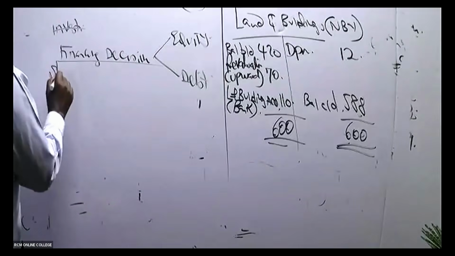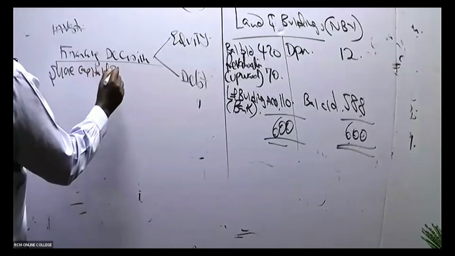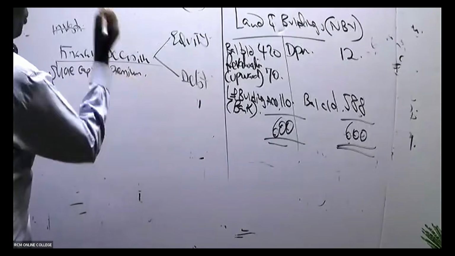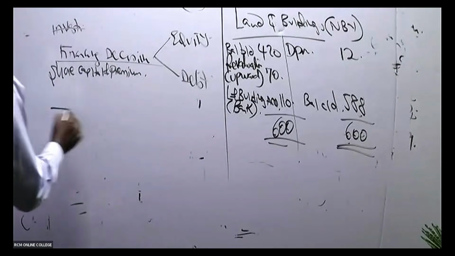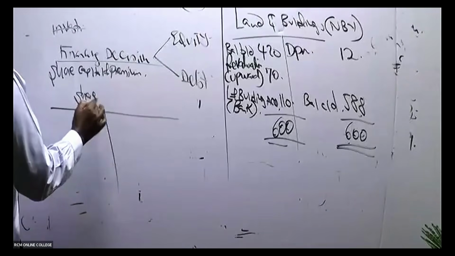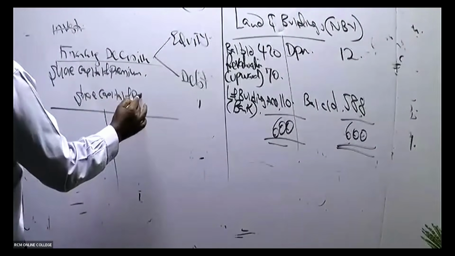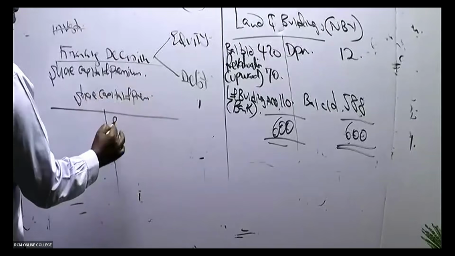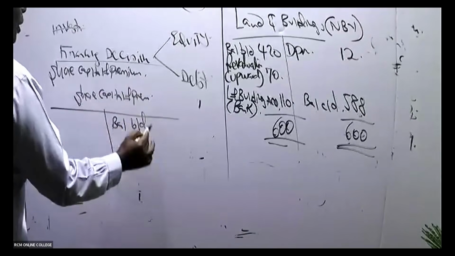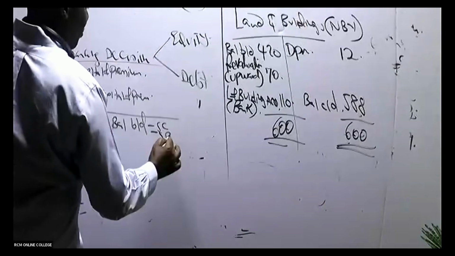So share capital and the premium. We combine the two. Of course, most of you love the T accounts. You'll have to do a T account somewhere there. So we have here share capital and the premium. These are liability accounts. So you give me balance brought down.